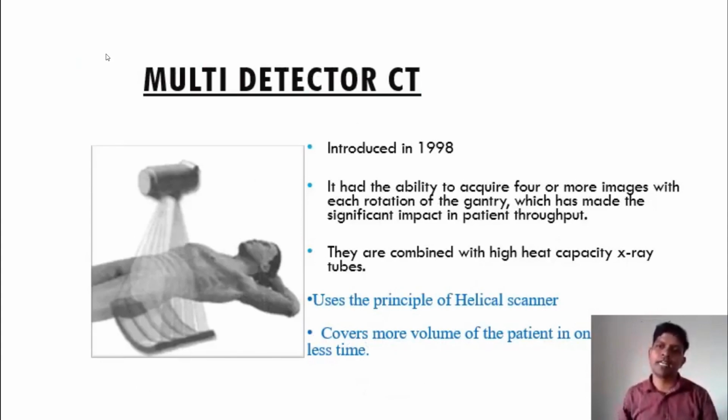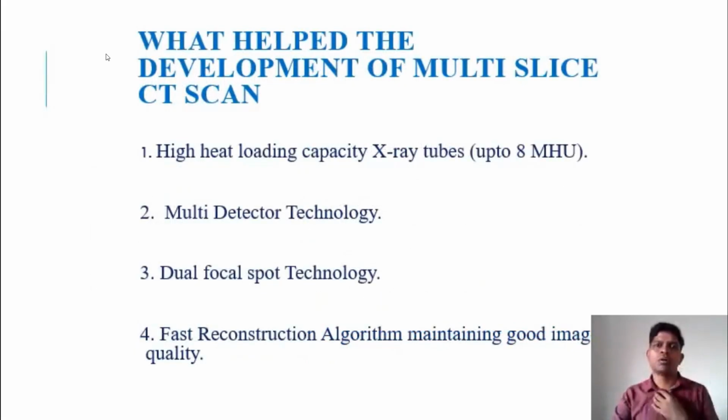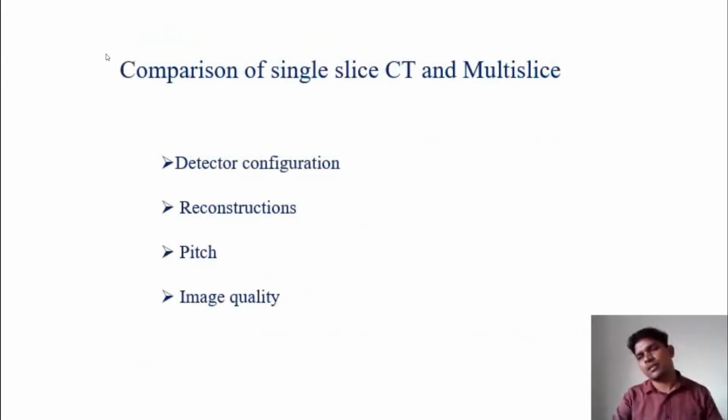Multi-detector CT was introduced in 1998, and after introducing the multi-detector, everything changed in how we get images nowadays. So what helped the development of the multi-detector? High heat loading capacity in the X-ray tube was a development that came with the multi-detector. Multi-detector technology was introduced, dual focal spot technology was introduced, and a fast reconstruction algorithm is used. Because of these four factors, we get the multi-detector CT.